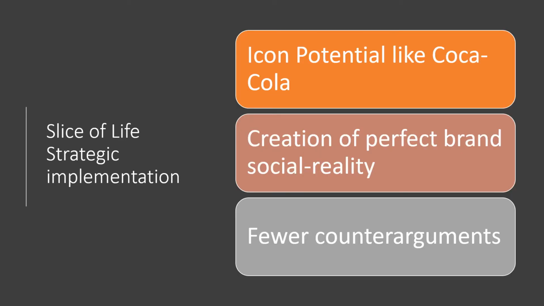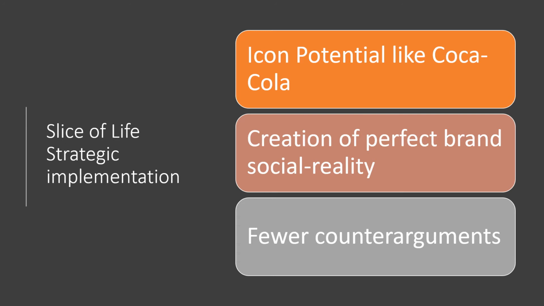And then some strategic implementations for the slice of life is the icon potential. So something like Coca-Cola, they are a company that also have used the slice of life model when it comes to putting their product out there, and how maybe you're playing a game of basketball and it gets really hot, and then I'm going to drink it right after so I can rehydrate. Even though it's not necessarily rehydrating, but just so that you can quench that thirst that you might have from the physical activity.